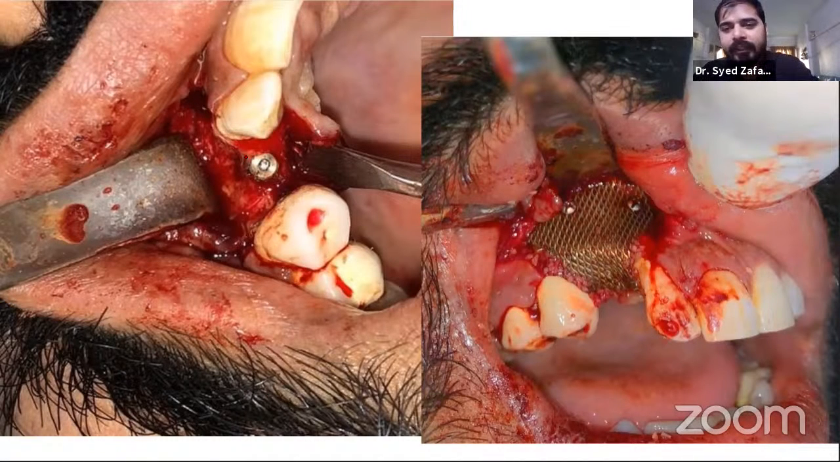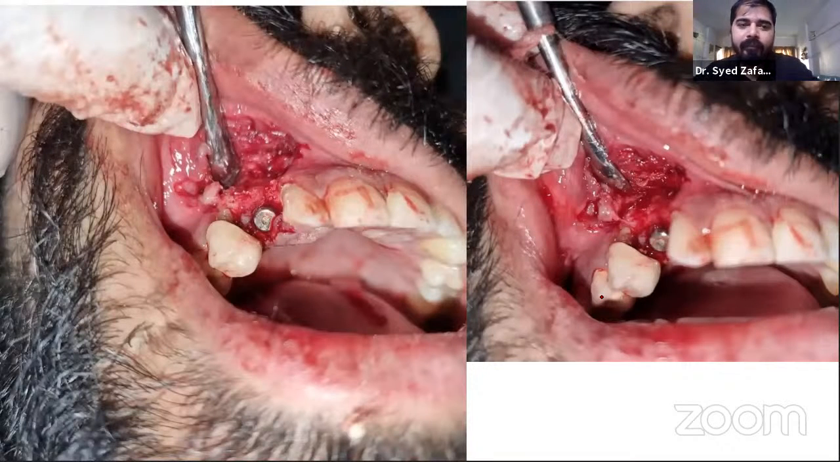I take the titanium mesh. You can see the titanium mesh. I drill it with 2 screws to hold it. I place the bone graft and I cover it with the soft tissue. But amazingly, when the patient came to me, you can see a thick, almost 4 mm to 5 mm bone on the buccal side.